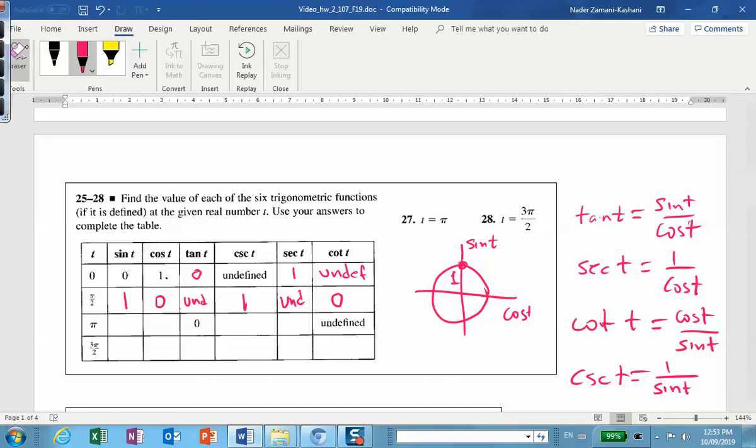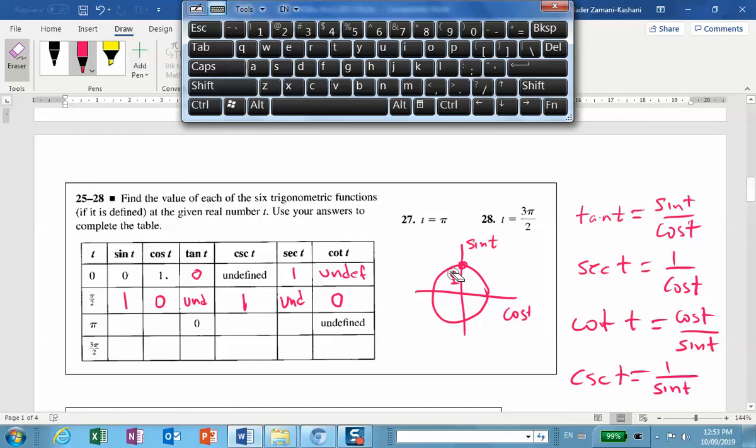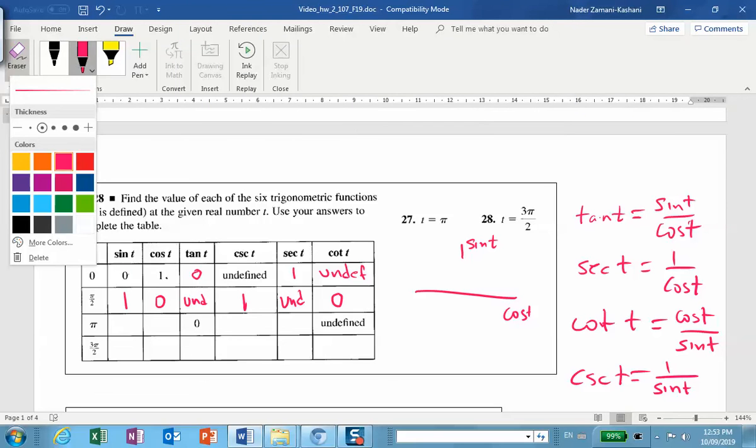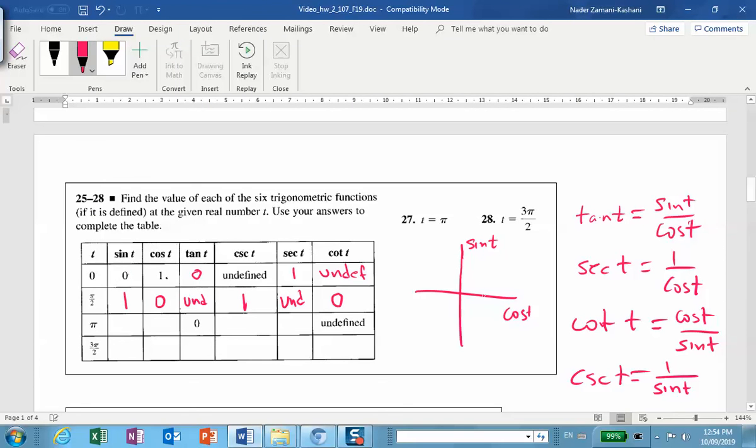Now pi is going to land you here, where the value of cosine is -1 and the value of sine is 0. So when it comes to cosecant, which is 1 over sine, this is undefined. And secant is 1 over cosine, and because cosine is -1, 1 over -1 is -1.